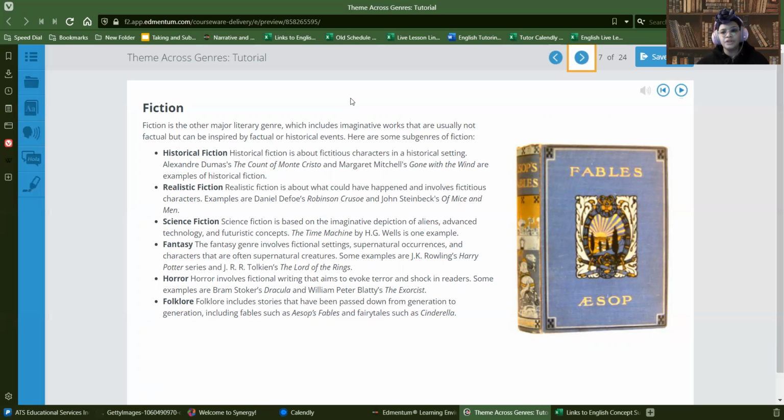So usually science fiction is an imaginative depiction of advanced technology, aliens, and futuristic concepts. So just imagining what the future would be like and the sort of technology that's there. The difference between science fiction and fantasy is that science fiction actually tries to explain, or at least pretends to explain, the technology that's there.